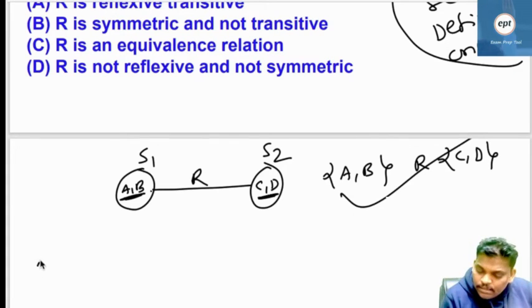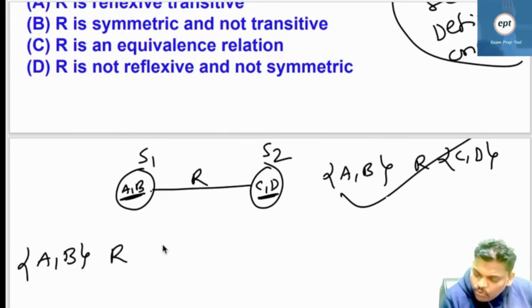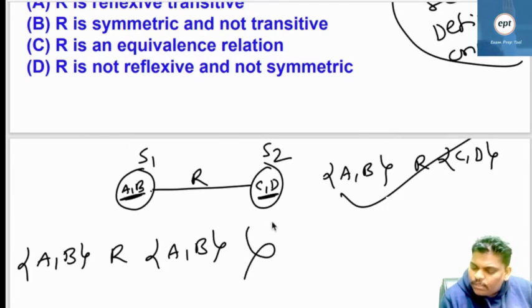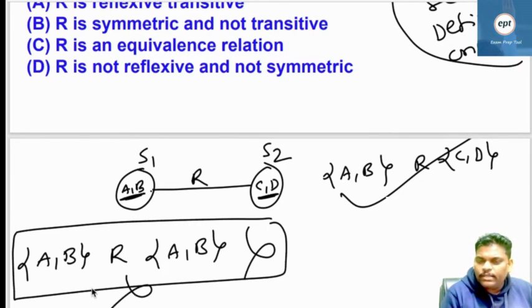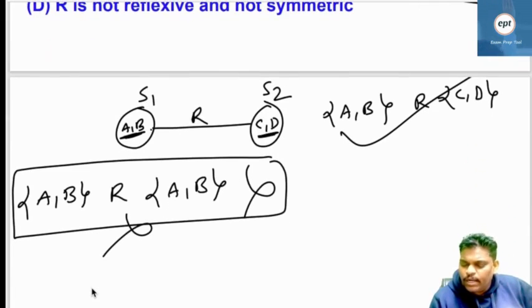Yes. Now see the answer. Is set {A, B} related to set {A, B}? No. That means reflexivity is gone. It is not a reflexive relation. Set {A, B} related to set {A, B}? No, because the intersection is not empty. Right? Someone is saying it is confusing. Yeah, you can write this.